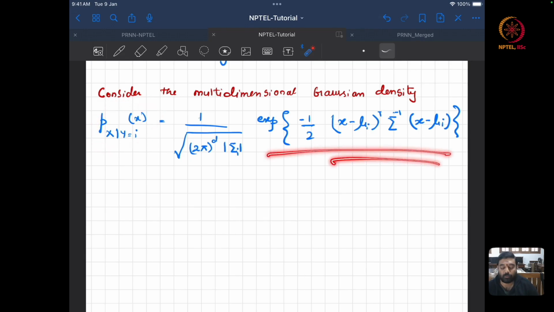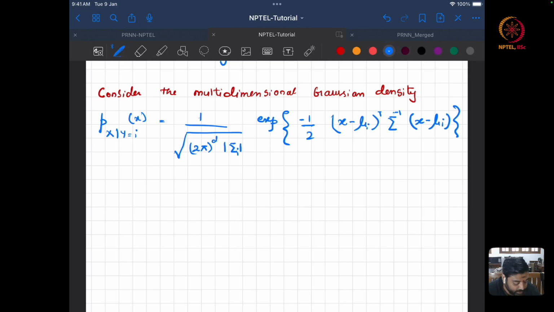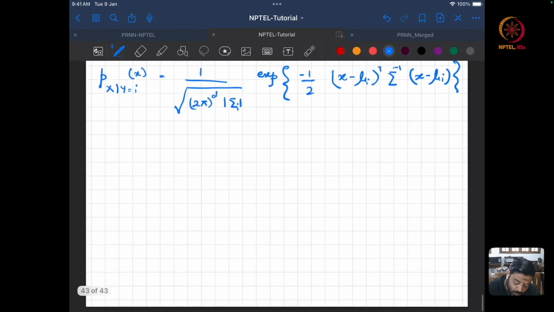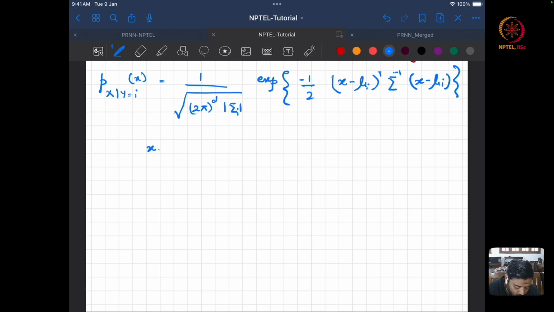Okay. Now whenever we write any matrix equations, the initial sanity check always has to be whether the dimensions are matching. That should be the first sanity check whenever we are dealing with matrices. Now here, x comma mu I belongs to Rd, and then the sigma is a D cross D matrix, which is the covariance matrix.